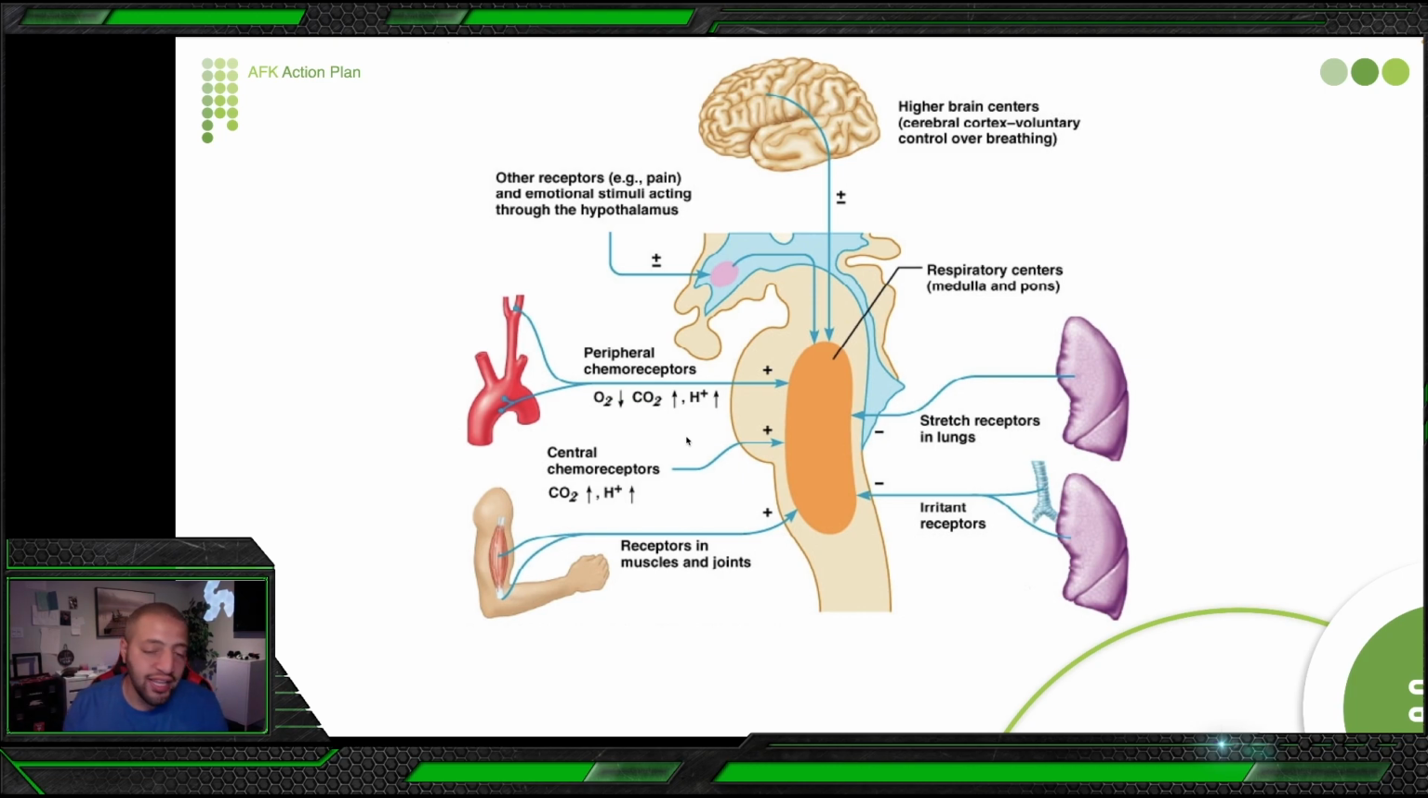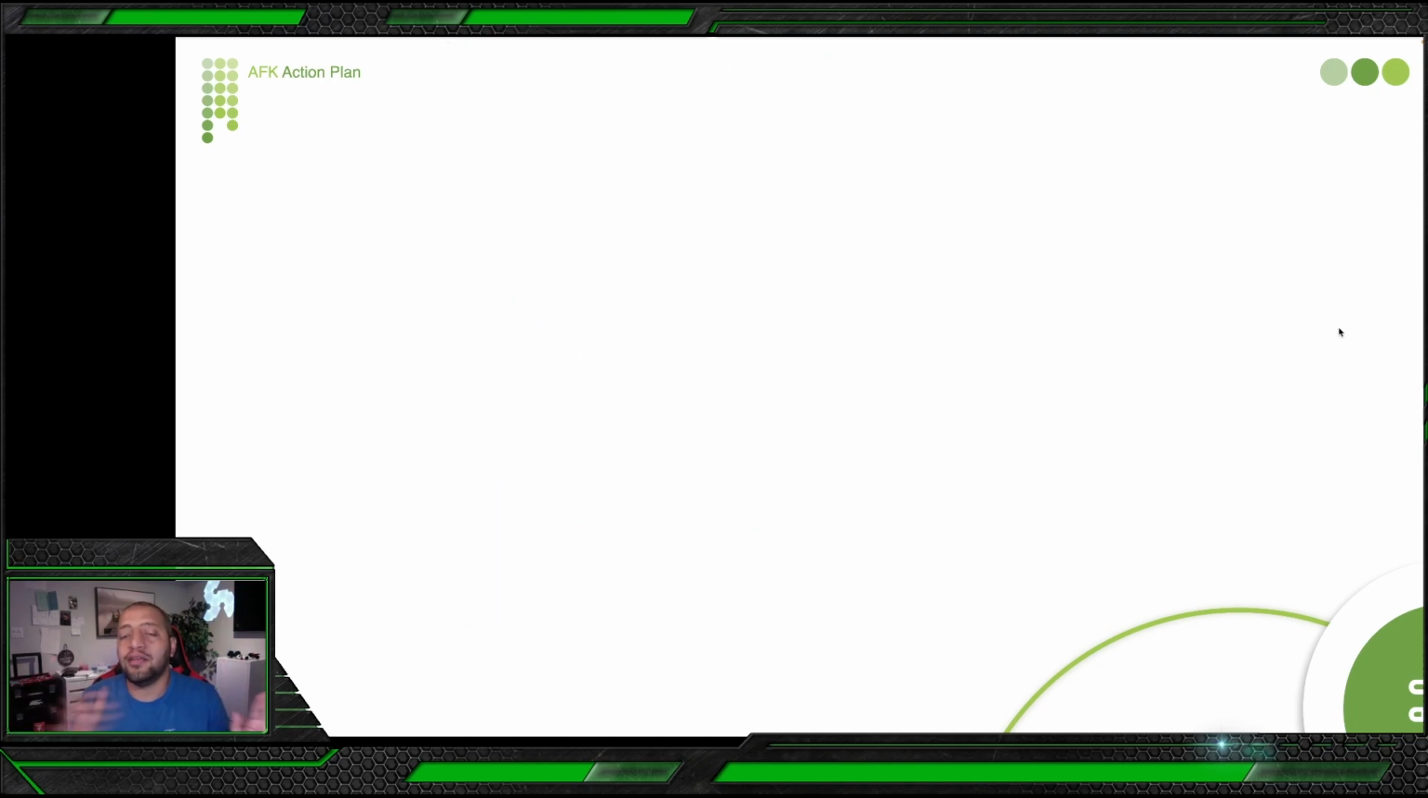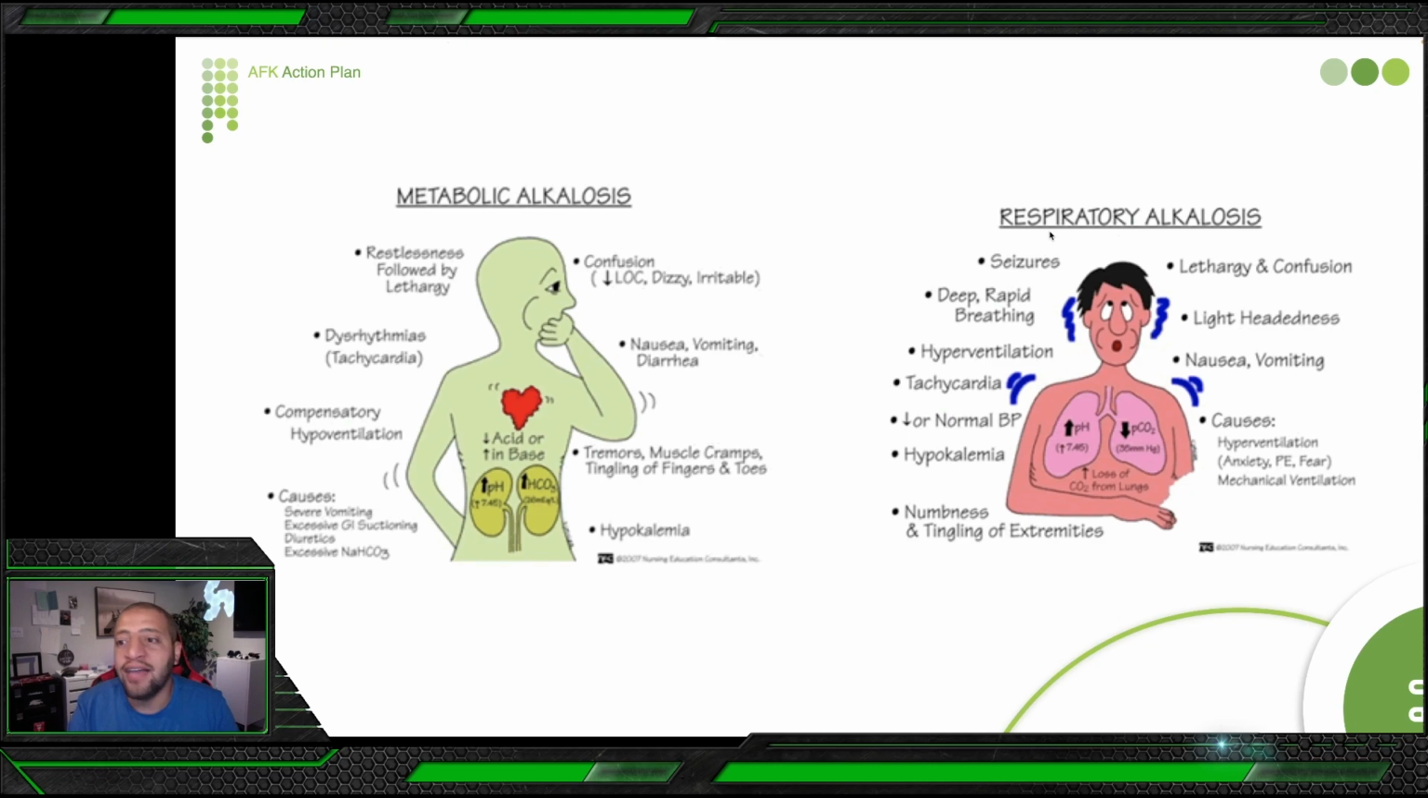So your brilliant assistant is asking the patient to breathe inside a paper bag so he can take in carbon dioxide again. When he is taking in carbon dioxide again, the peripheral chemoreceptors will send a message through glossopharyngeal nerve number 9 to the central regulatory centers in the pons and medulla oblongata to adjust the respiration. That's it. I would like you to know this. Don't go further. And here we have respiratory alkalosis. The patient will have seizure, deep rapid breathing, hyperventilation, tachycardia, normal or decreased blood pressure, hypokalemia, and numbness or tingling of the extremities.